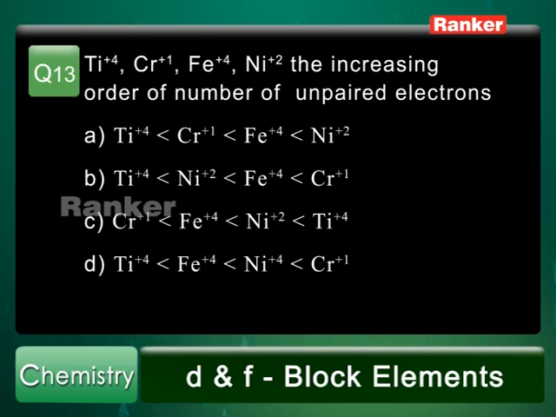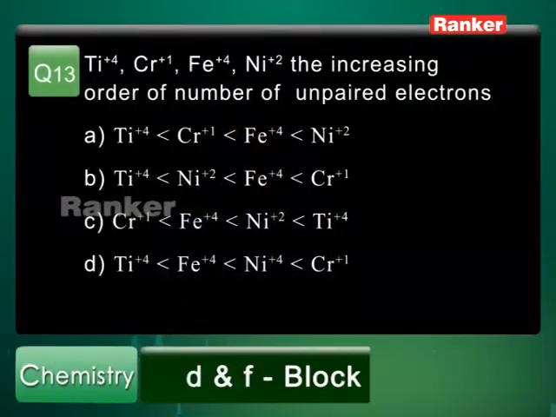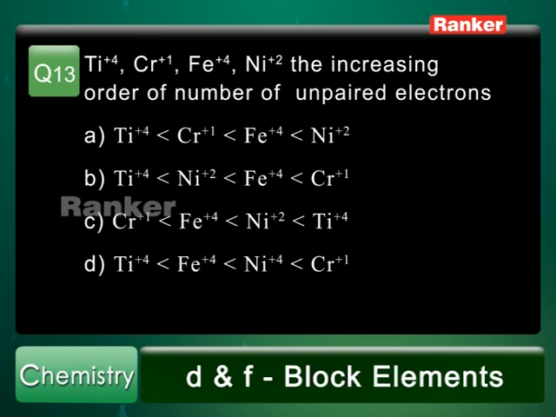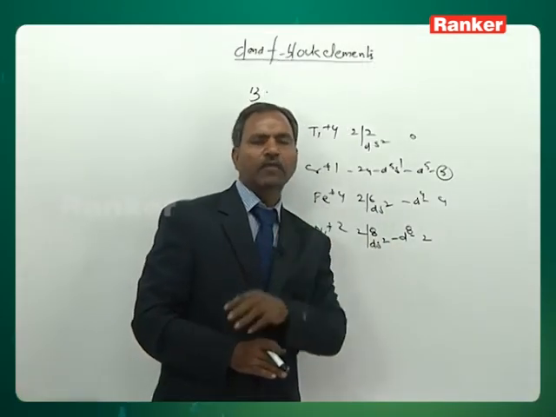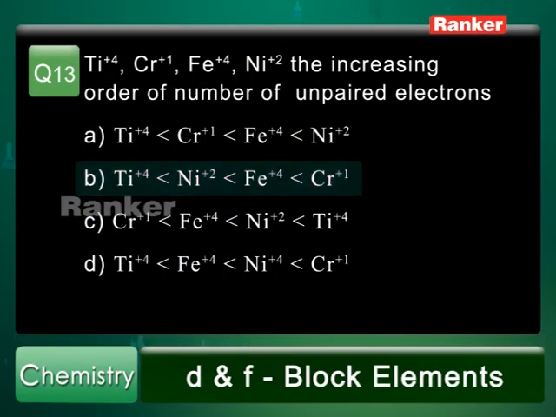Nickel plus 2 is having less than Fe plus 4. Fe plus 4 is having less than chromium plus 1. Don't look at the answers first, you may get confused. First see the question, do it yourself, calculate the number of unpaired electrons, then go for the answers. So answer option B is the correct one here.